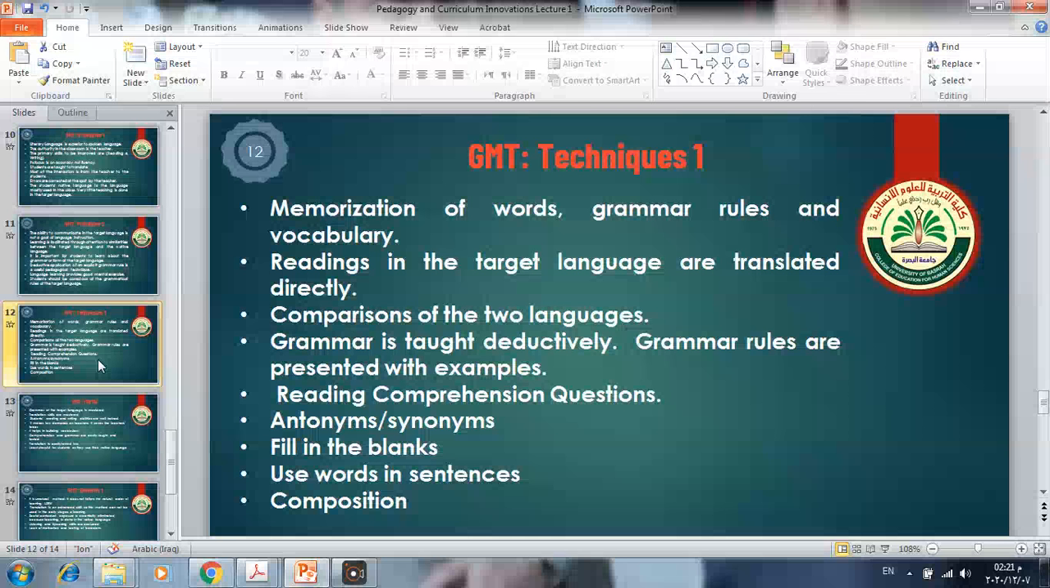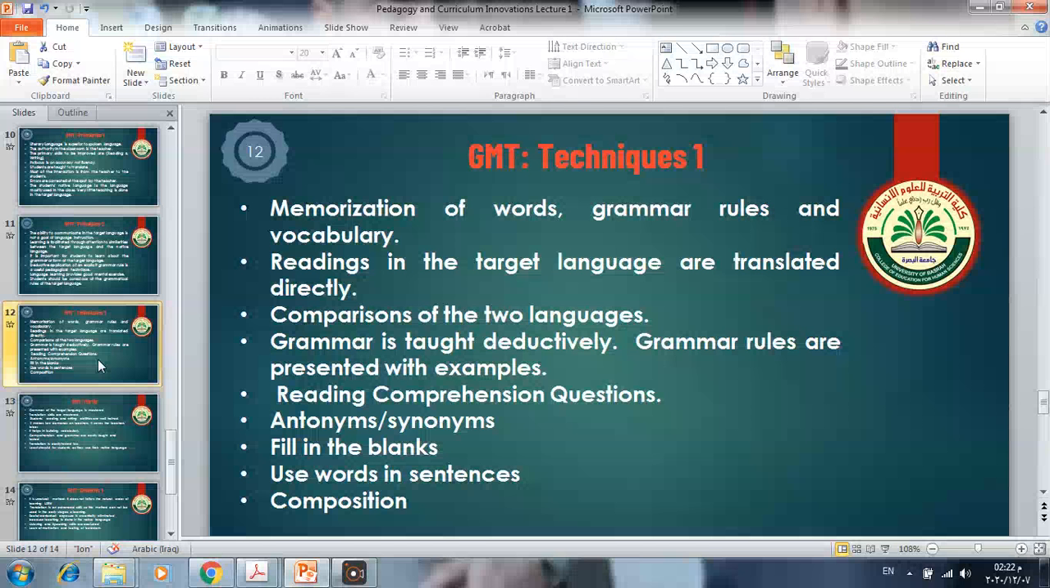What other techniques? Readings in the target language are translated directly. So the students are given reading passages, of course, from the literature of that language, and they are asked to translate them directly. What other techniques? Comparisons of the two languages. They use the techniques of comparing the two languages. What similar things are there between the native language and the target language?